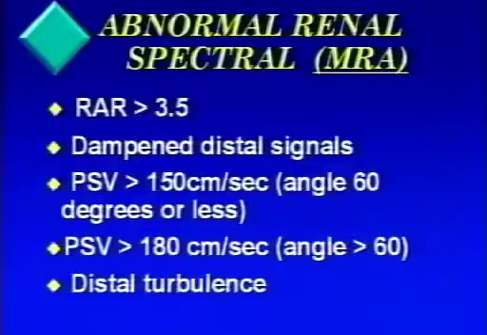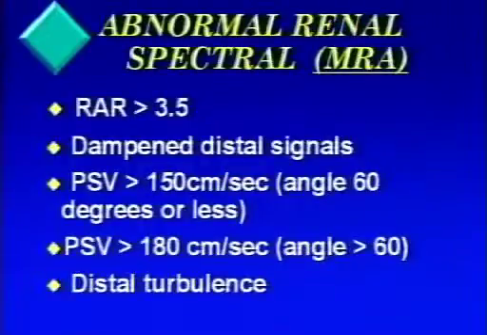And on real time and using color, turbulence is usually seen as a mosaic pattern where we have a mixture of reds and blues and greens and yellows mixed together. And sometimes just identifying the turbulence is sometimes your first clue that you actually even have a significant stenosis.